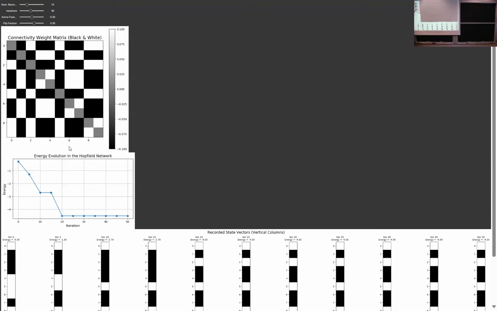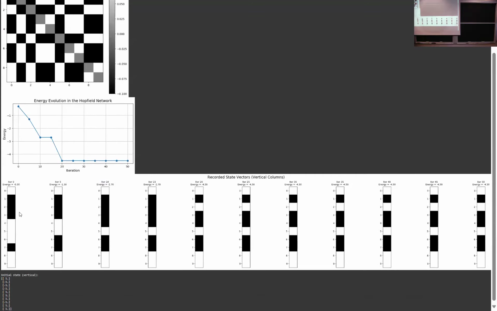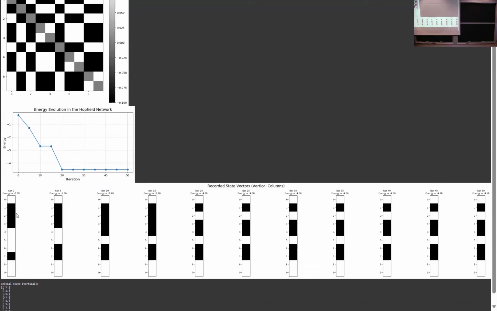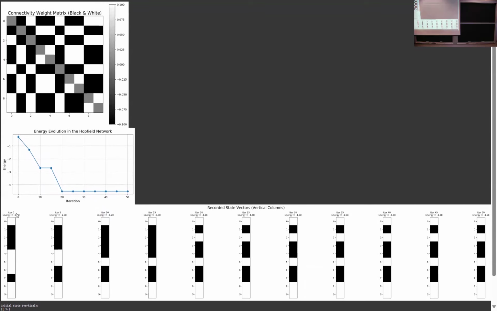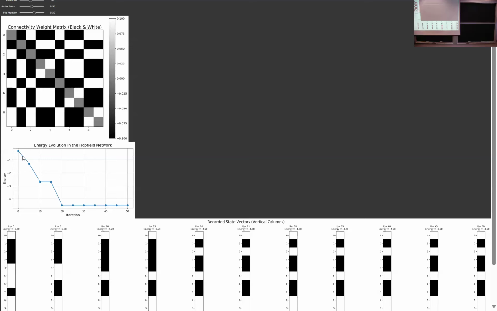Imagine we have a connectivity matrix of 10 neurons. Imagine we initialize our 10 neurons in a random state over here, right? We want to see how the energy of these states evolves over time based on this update rule, and we can use this asynchronous update rule.